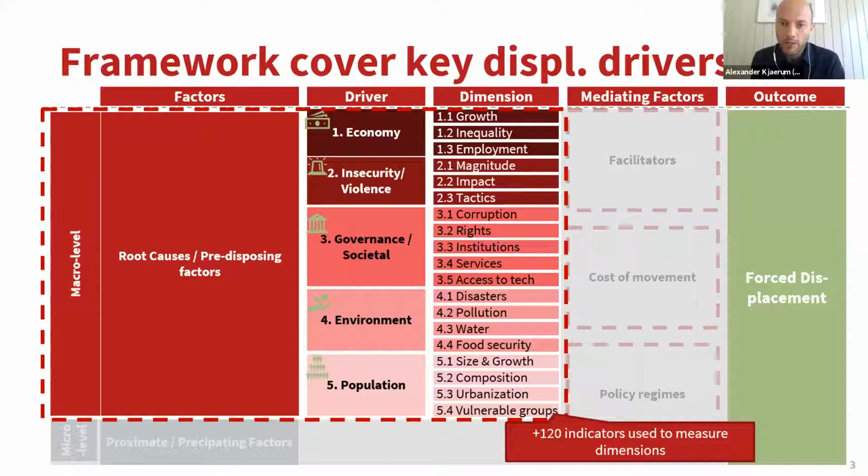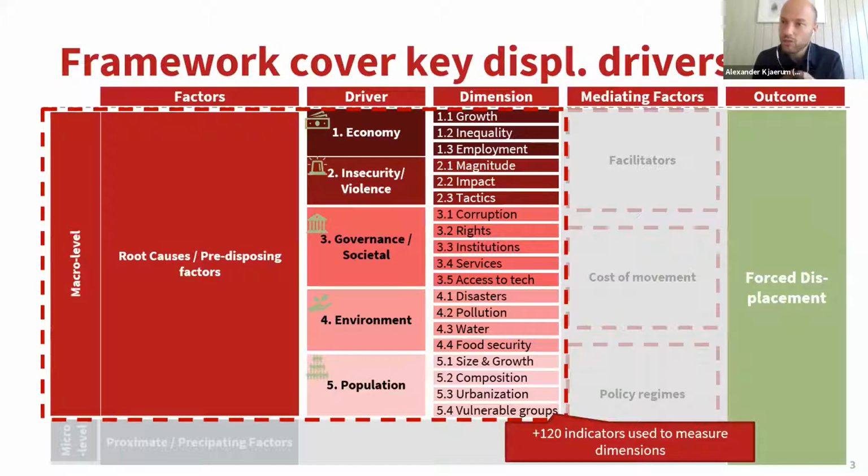Now we know from the design of this framework that it isn't a perfect model. We're not looking into what you would call mediating factors. So of course, the cost of movement, border policy regimes, and so on, will impact displacement dynamics. But we're not taking that into account in this model, simply because a lot of it is quite difficult to measure and quantify. And of course, we need numbers to put into our model.